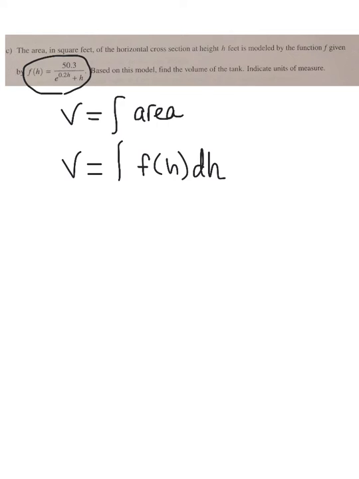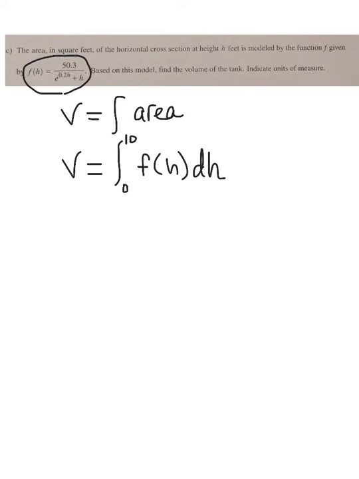Right? And don't we have the area right here of that cross section? So then to find the volume, we would essentially just take our f of h dh, and we're going to integrate it. Now remember, the height is constantly changing, but if you go back and look at the chart that you were given at the top of the page, the height goes from 0 to 10.